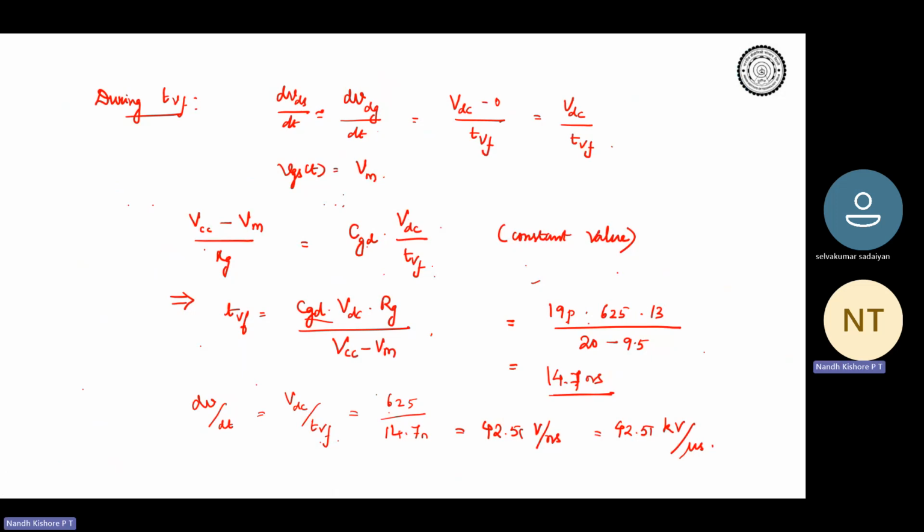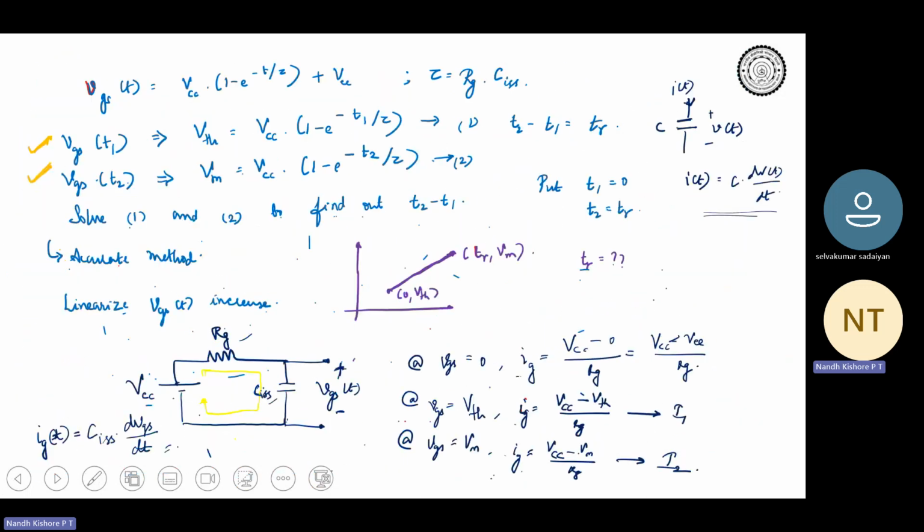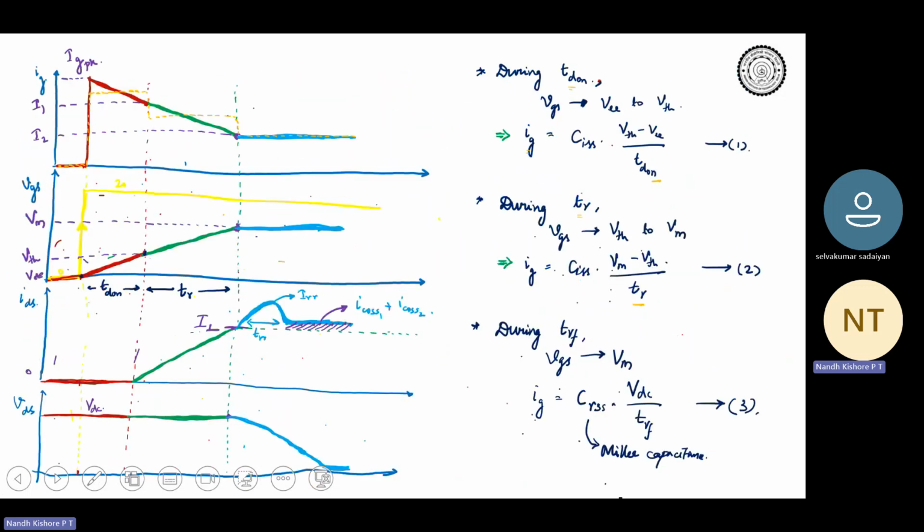So you see it's a very high dV by dt, 42 volts per nanosecond is quite high. This is during the voltage fall period. So we have quantified the current rise period and the voltage fall period. Once we have quantified this, we have to find out the last part of the problem, that is, the switching energy, right?